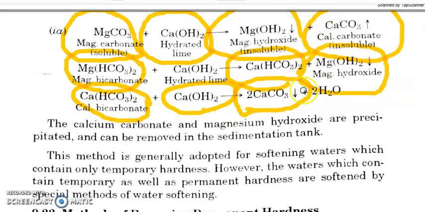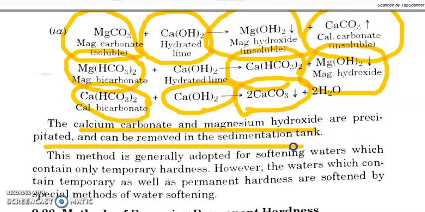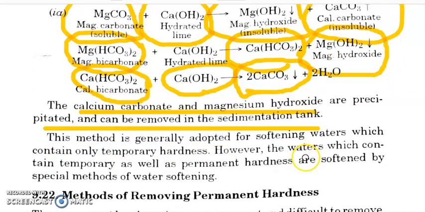Now in all these three equations, you can see that calcium carbonate and magnesium hydroxide are produced after completing the chemical reaction. Both of them are not easily soluble in the water, therefore they can be precipitated and removed in a sedimentation tank, right?